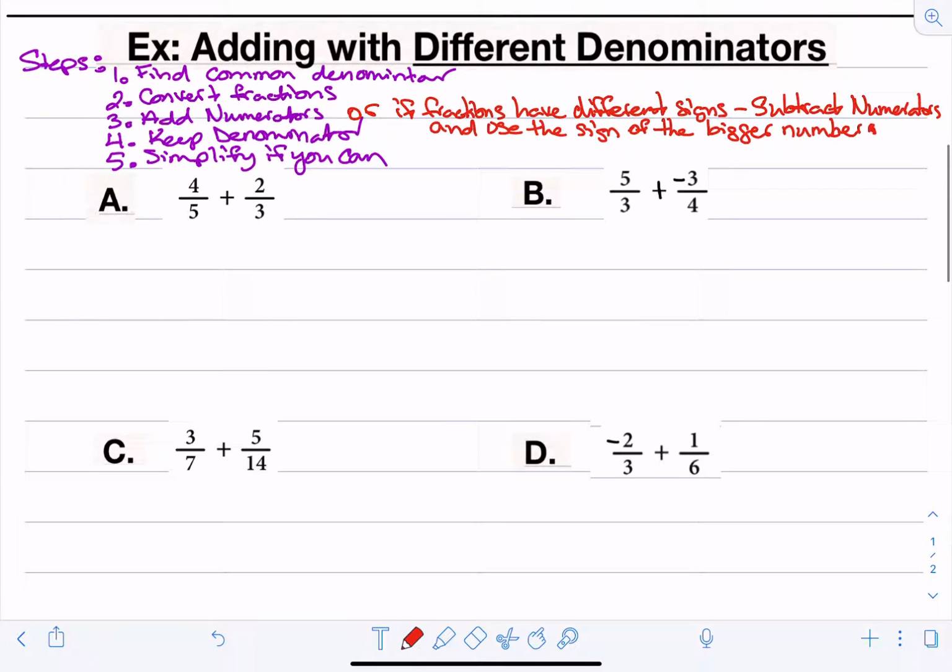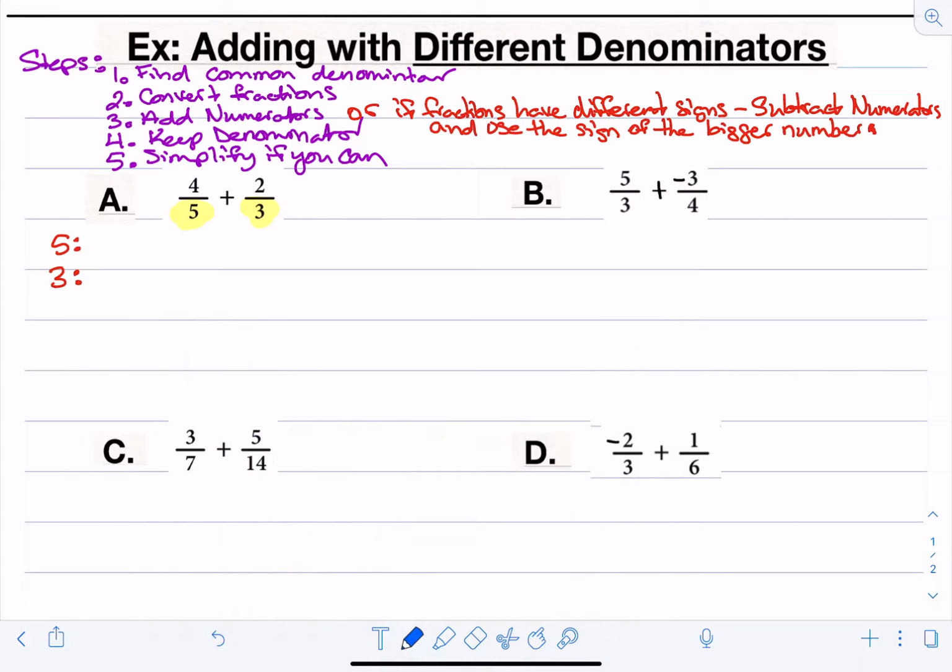So the first thing is to find the common denominator. So we look at our two fractions. We have a 5 for the 4/5 and we have a 3 for the denominator on the 2/3. We need to find a common denominator. So the way we do that is we find the least common multiple. So for 5 and 3, we want the least common multiple. So a number that they both, the smallest number that they both go into. And what does that mean?